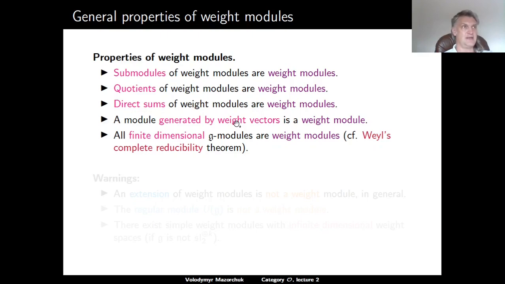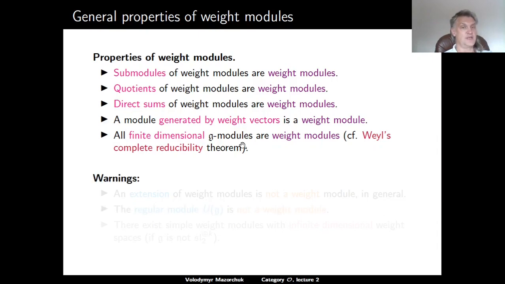If you have a simple finite dimensional g-module, it obviously has a weight vector because it has a simple submodule for H. And the claim that all finite dimensional modules, not necessarily simple, are weight modules is equivalent to Weyl's complete reducibility theorem, that all finite dimensional g-modules are semi-simple, that is, direct sums of simple finite dimensional modules.